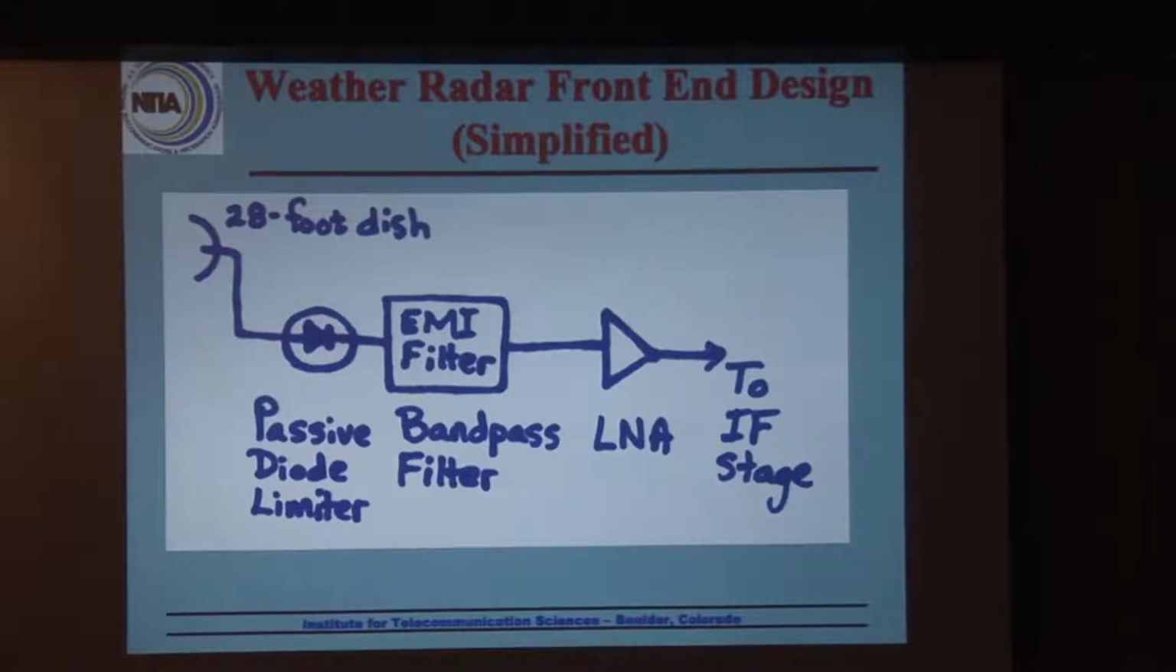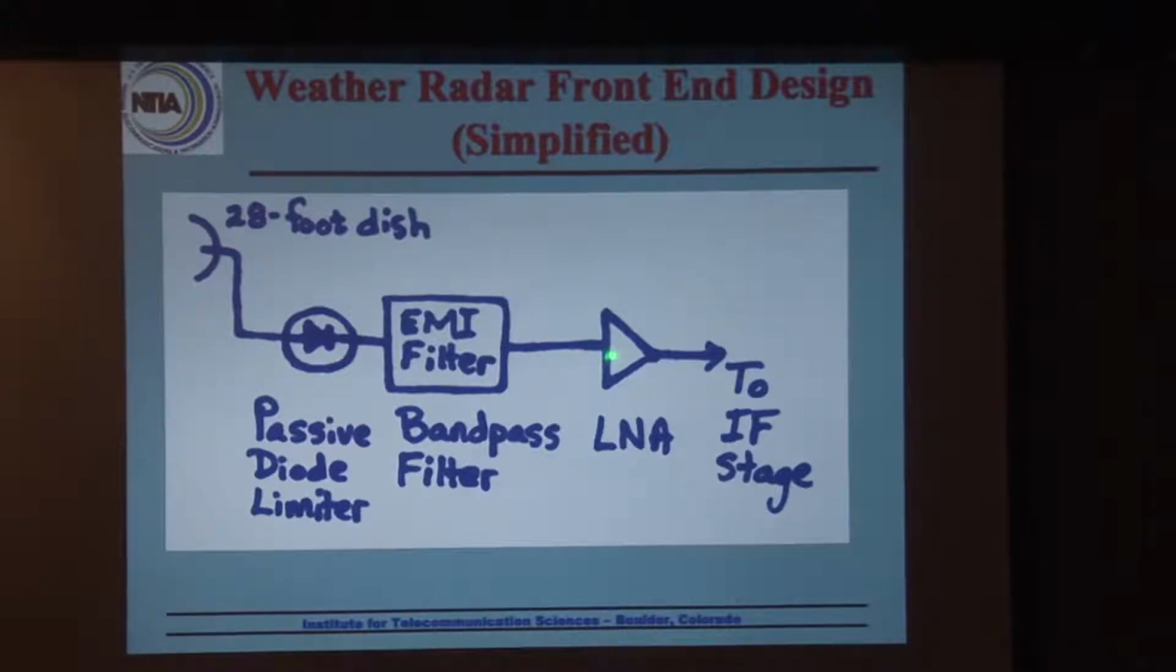Now, a word about this. So far in this series, we've never talked about diode limiters. The LNA is used to improve the sensitivity of a receiver, and the bandpass filter is used to reject strong energy that is not in the desired RF band of the receiver. The passive diode limiter is installed to protect the low noise amplifier from physical burnout in the event that this receiver is hit by an extraordinarily high power level.